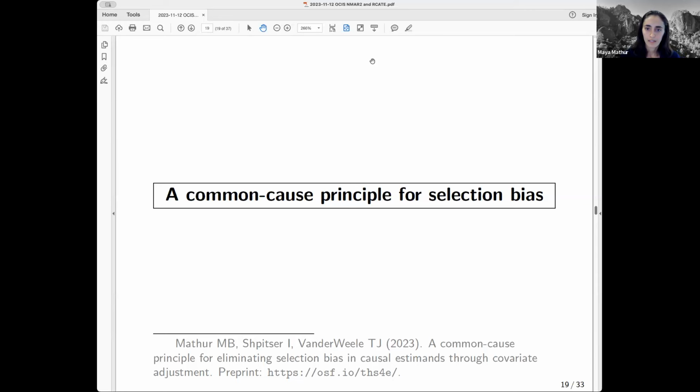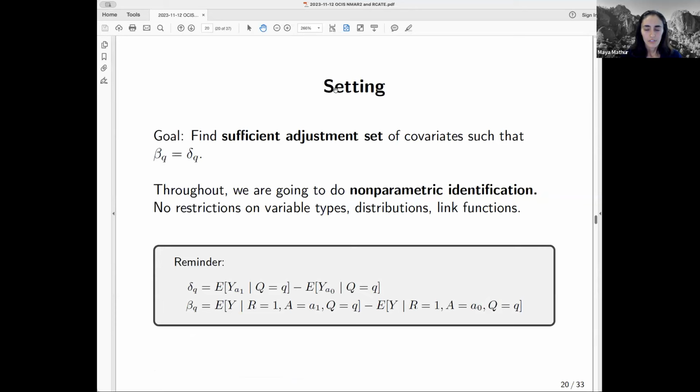Okay. So now let's move on to what we might do when we don't know the full causal structure. So again, our goal is to find a sufficient adjustment set of covariates to get our naive sample estimand beta Q to equal our general population estimand delta Q. We're going to do this nonparametrically and not place restrictions on variable types or link functions.